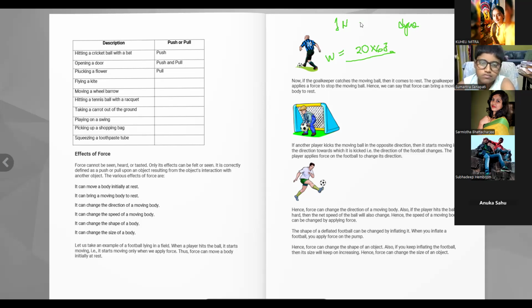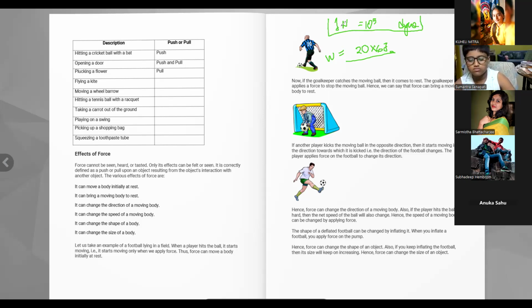100,000. Which means in other words, how many zeros? 5 zeros. So we can write it this way, 10 to the power 5. Miss, 100,000 means 6 zeros. No, it's 5 zeros, Sumantra. So we will write 1 Newton equals 10 to the power 5 dyne.